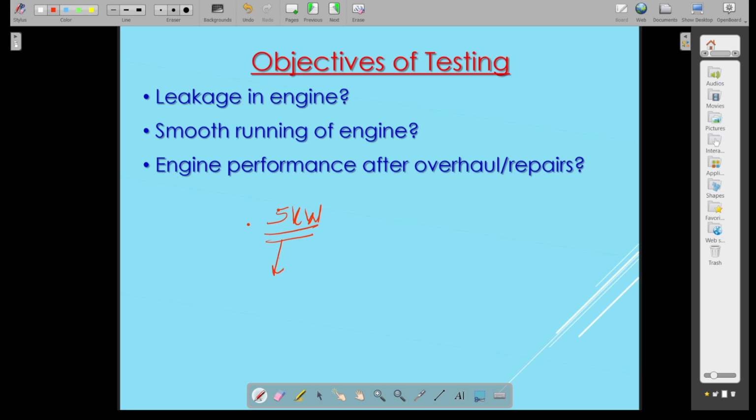Unless and until the engine is run at various loads, no doubt you have designed the engine, but when you do the actual testing, what is happening? The testing gives you clear-cut information on how the engine is working, whether it is working smoothly or not. So therefore engine testing is done.